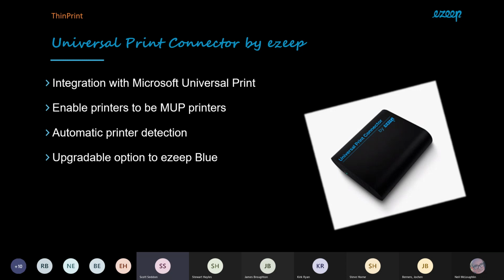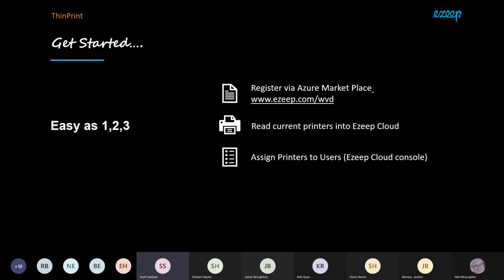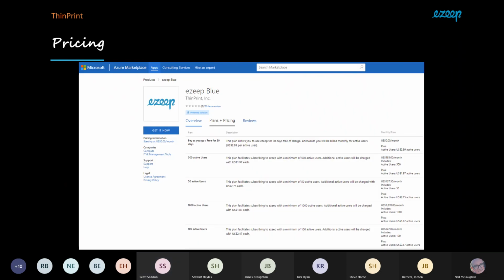And of course, it's upgradable. You can upgrade the universal print connector to our Ezeep Blue platform as well. And getting started is really easy. It's registered via Azure Marketplace through that URL. I've gone through how we read the current printers into the Ezeep cloud through the cloud connector, and assign the printers, which we've gone through in the demo. You assign the printers to those printers, and then the user's ready to print.